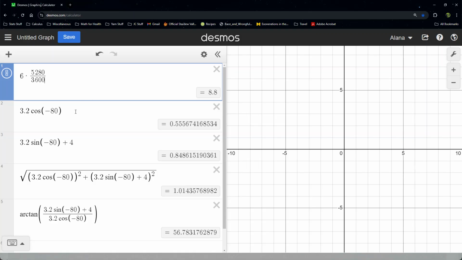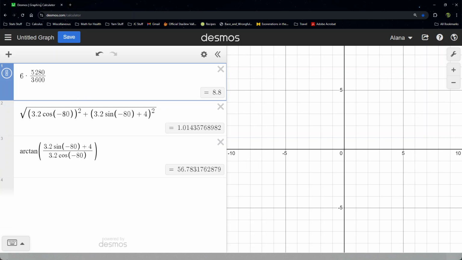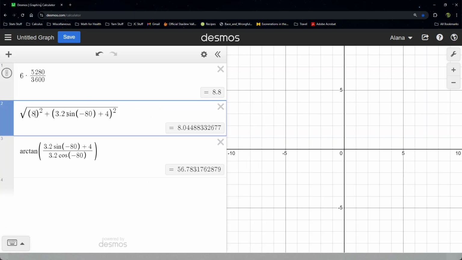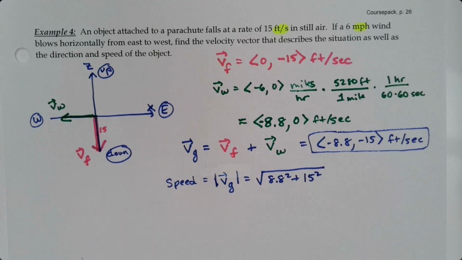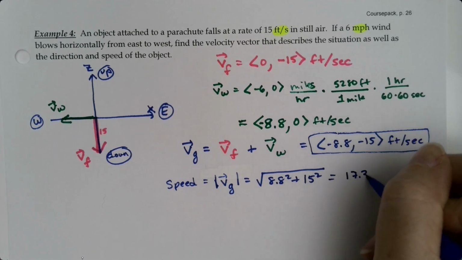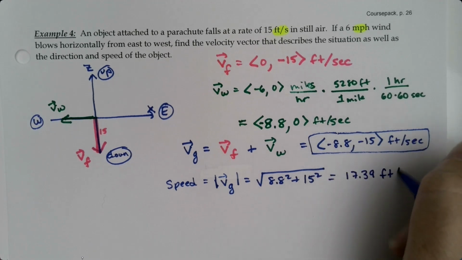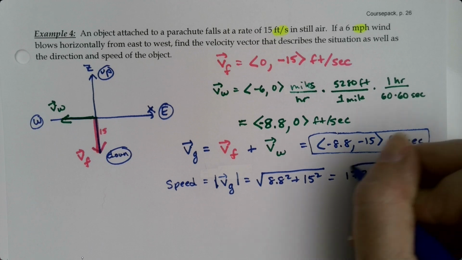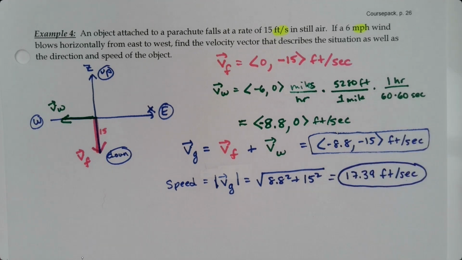They were going to be positive anyway when we did it. So we're going to take the square root of 8.8 squared plus 15 squared. It has to be under 1 square root. And we get 17.39 feet per second. That's the speed of the object.